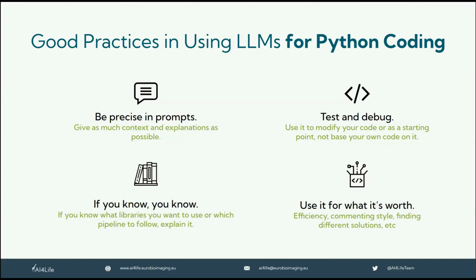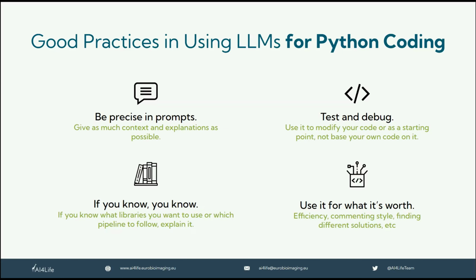So now that we are here, I wanted to comment on some good practices of using LLMs for Python programming. I don't know if I'm the best person to do this. I haven't studied prompt engineering, but I'm doing it a lot. And after some time using it and learning from trial and error, this is what I learned. The first one is to, of course, be precise in prompts. This is super important. I'm insisting a lot on this because it's the most important thing you can do. Give as much context and explanation as possible.